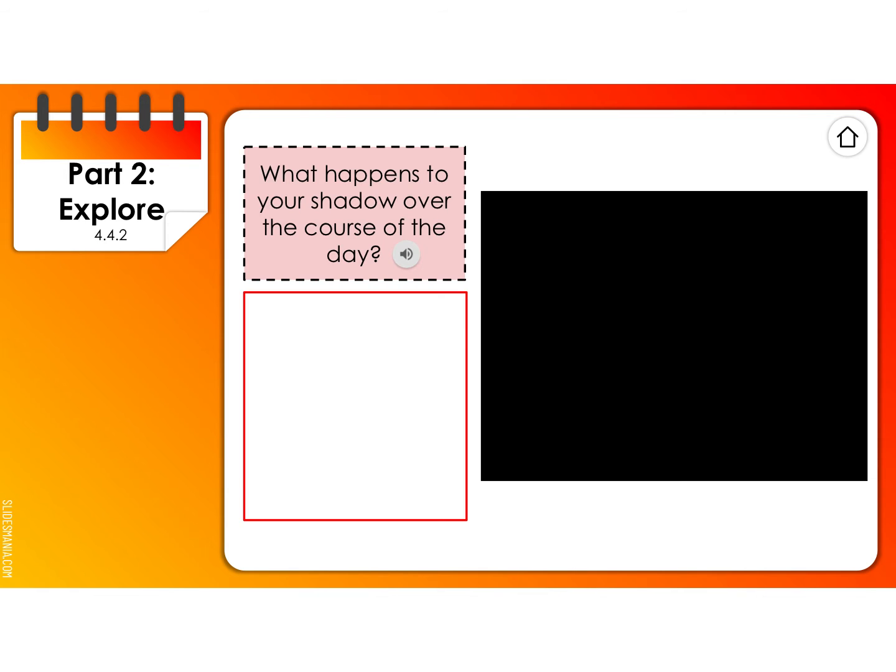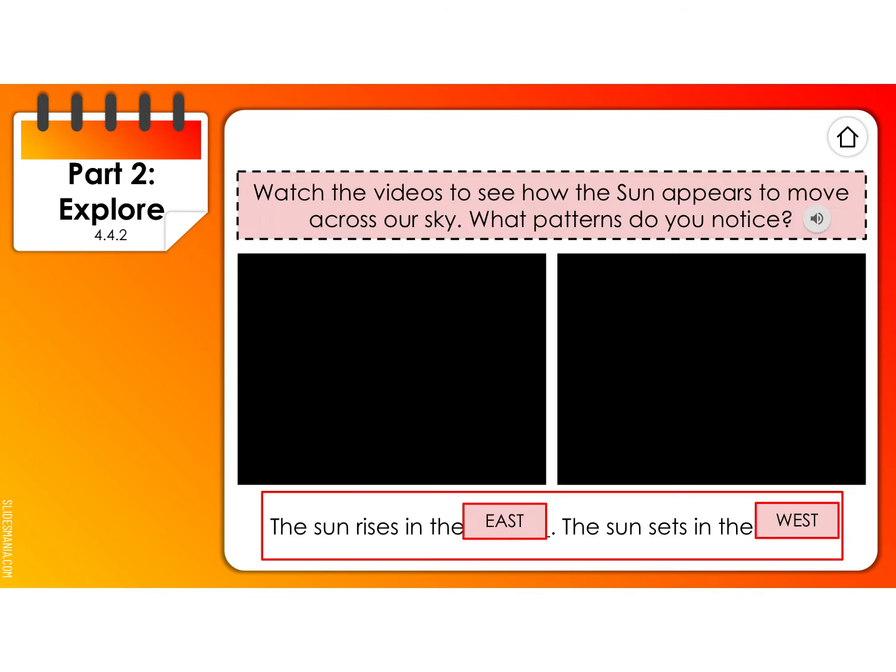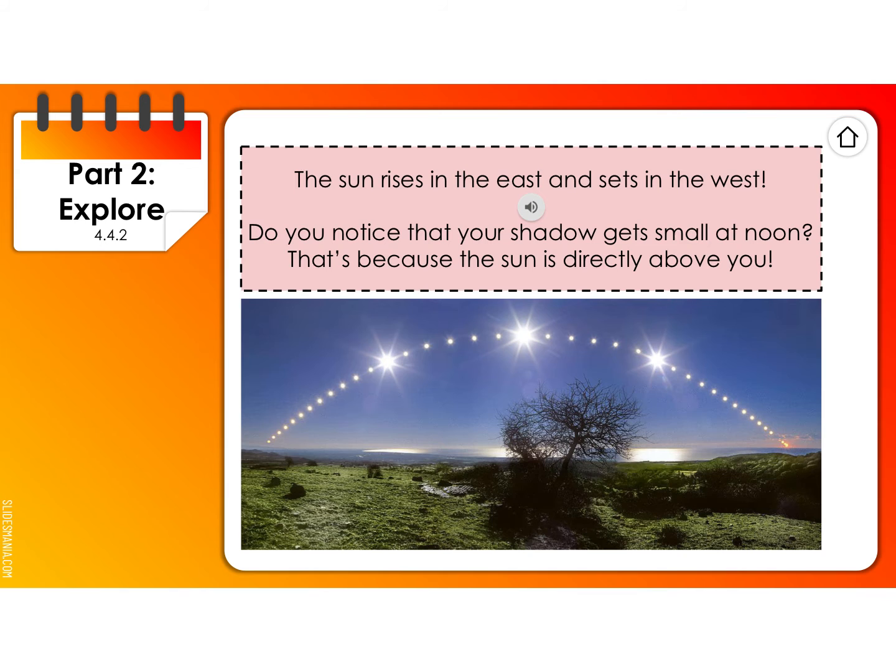Does it stay the same? Does it change directions? Does it get taller? Does it get smaller? What happens to your shadow? And then we have two videos here, and just watching the sun, how it appears to move across the sky, and look for patterns that you might notice about how the sun rises and how the sun sets. And now we know the sun rises in the east and sets in the west.